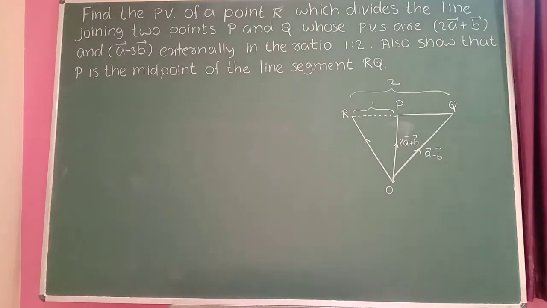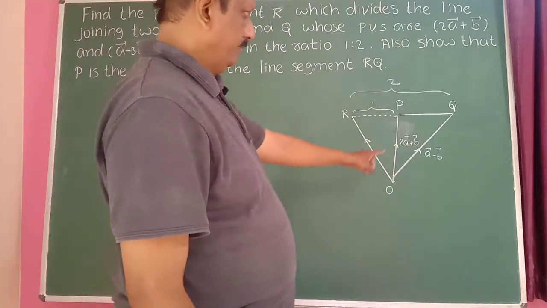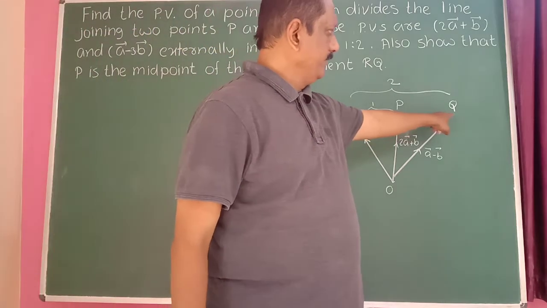Find the position vector of a point R which divides the line joining two points P and Q, whose position vectors are 2a̅ + b̅ and a̅ − 3b̅, externally in the ratio 1:2, and also show that P is the midpoint of the line segment RQ. Therefore, PQ is the line segment here.